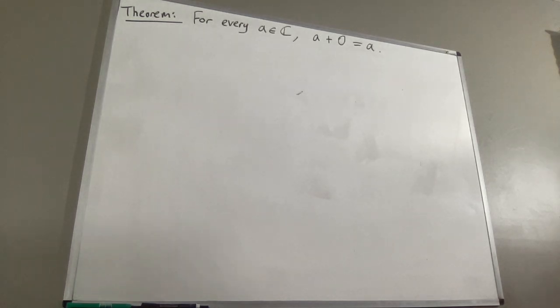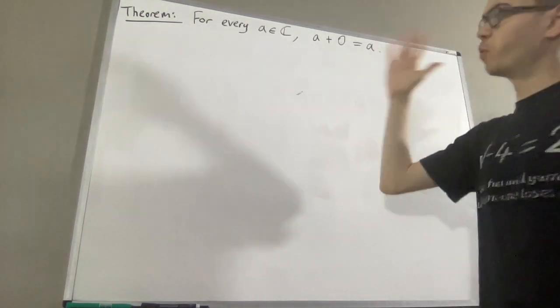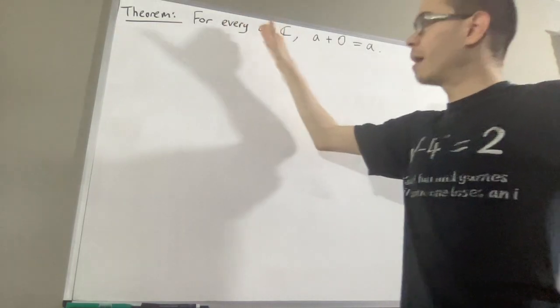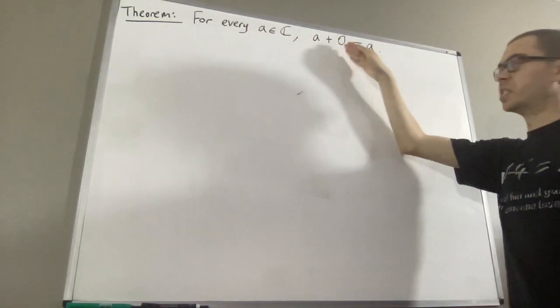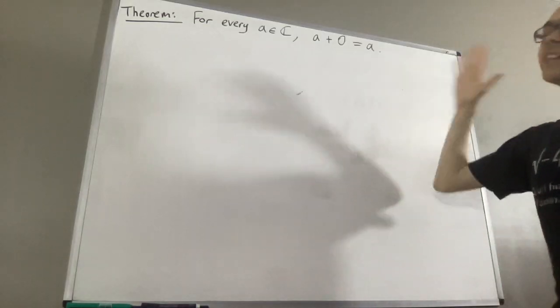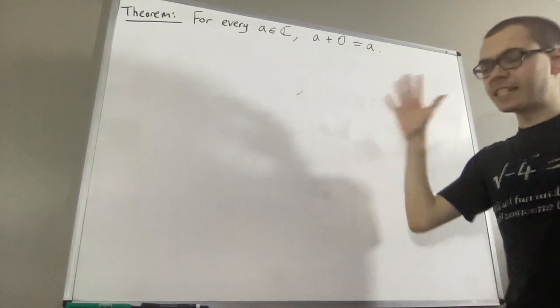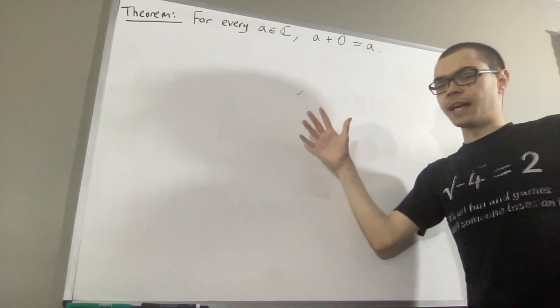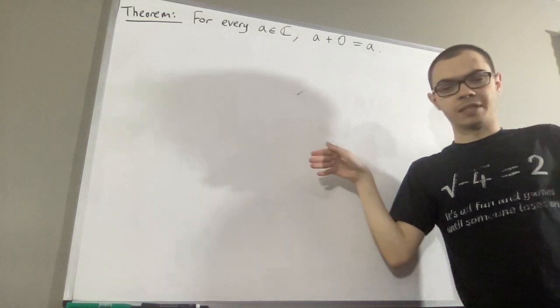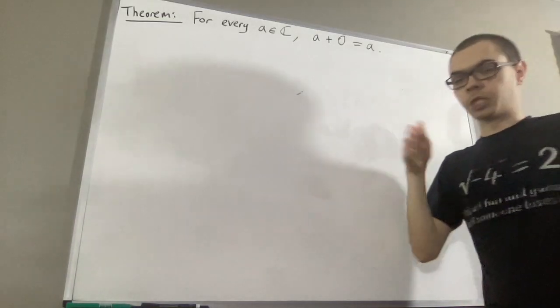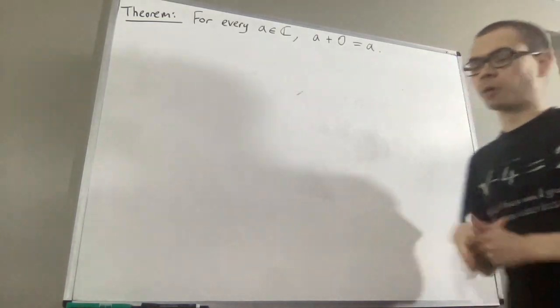Hello! In this video, we are going to prove the following theorem. For every complex number a, a plus 0 is equal to a. Now in this series, we are looking at a list of axioms for the complex numbers. These axioms come from MetaMath, and I'll leave that list of axioms and a link to MetaMath, which contains those axioms, in the description below.